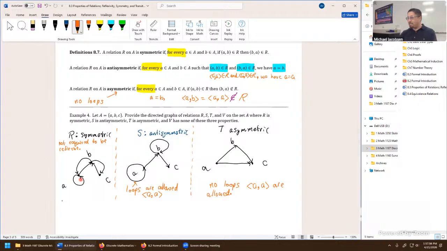Let's actually put that comment here. Loops are allowed. The moment you say anti-symmetric, that means if something is in the relationship and you do switch input outputs, it had to be the same input, same output. That allows for loops, but if A is related to B, these are discrete elements. B cannot be related to A, so no backtracking whatsoever for antisymmetric.